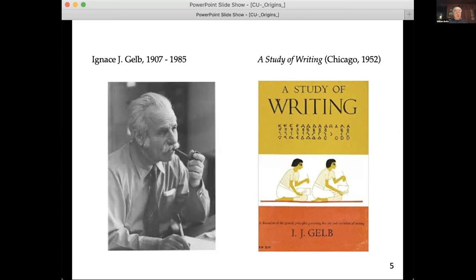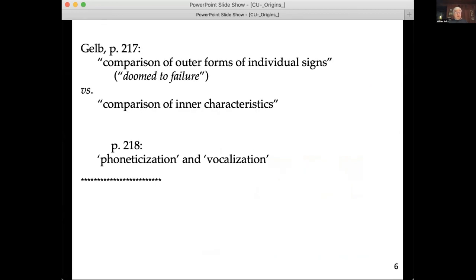Gelb distinguishes what he calls the comparison of outer forms of individual signs from the comparison of inner characteristics. By the former, he means simply comparing the shapes and appearances of graphs in one writing system with shapes and appearances of graphs in another, in an effort to identify connections among them. Because such comparisons are based on nothing more than superficial visual shapes of what are typically graphically very simple signs, the enterprise is an undertaking that Gelb deems doomed to failure.